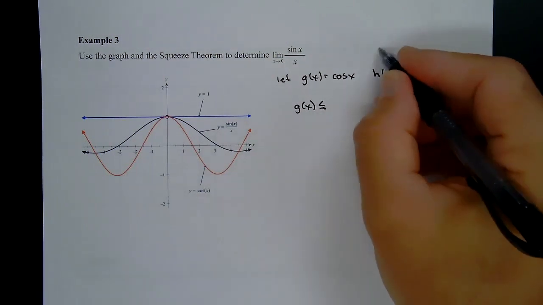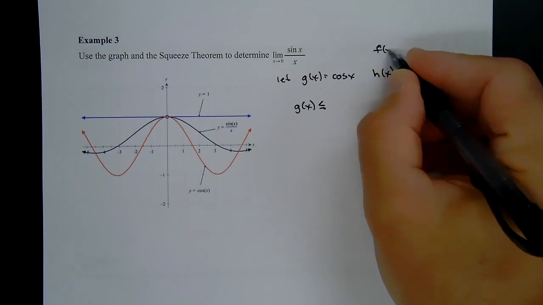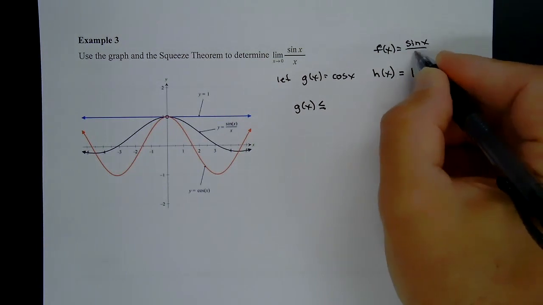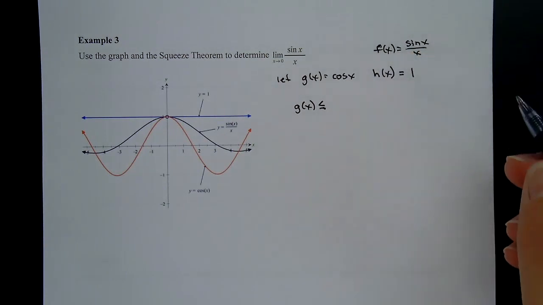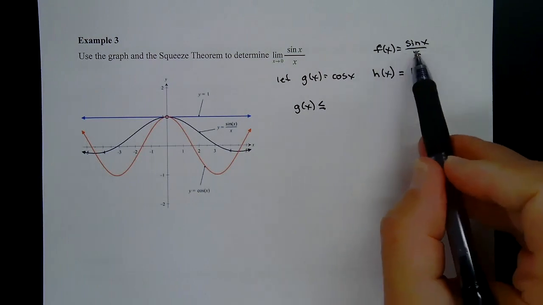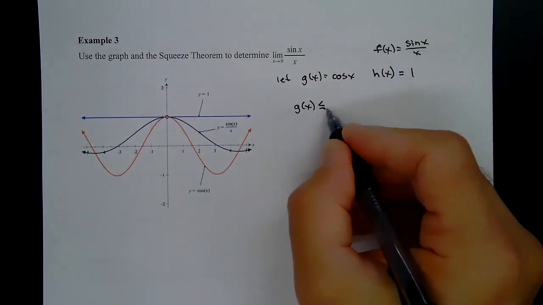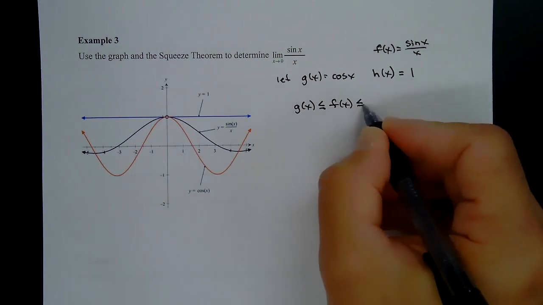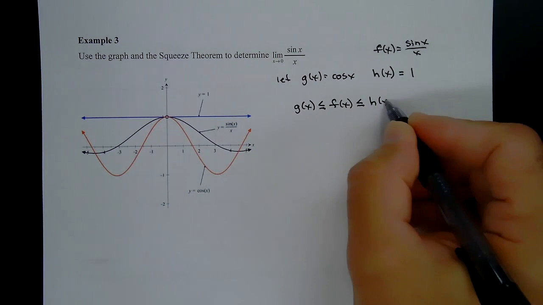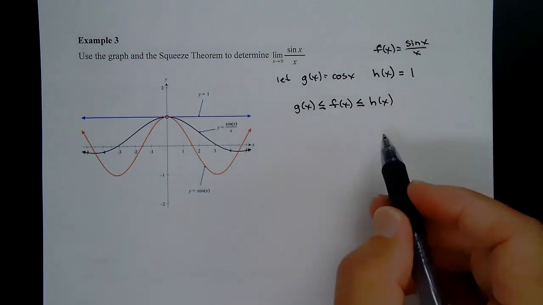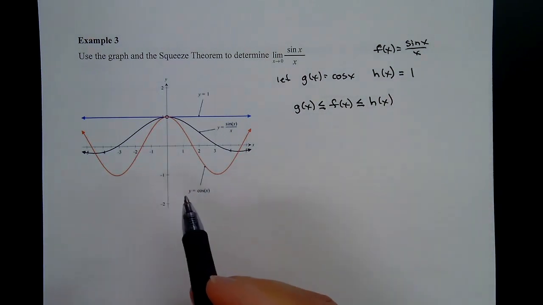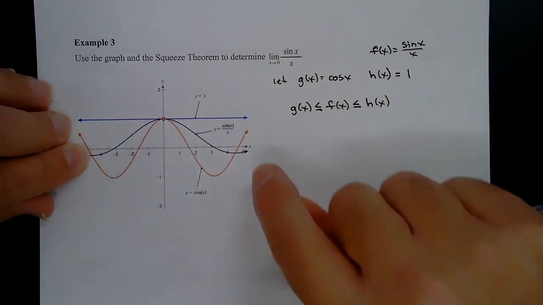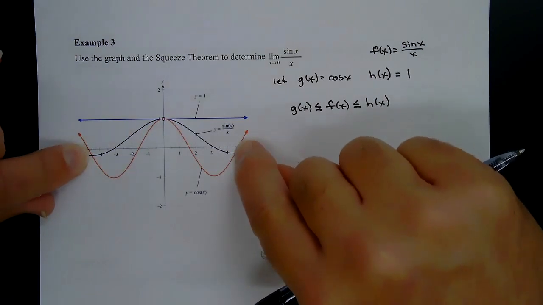And we're going to let, I should have said this, let f of x equal sine x over x. If you're going to use something like f of x in this, then you have to state it. So you have to state f of x is equal to this. So g of x is less than or equal to f of x, which is less than or equal to this h of x. And this is true on an open interval, so it would be true for any value between the intersections.